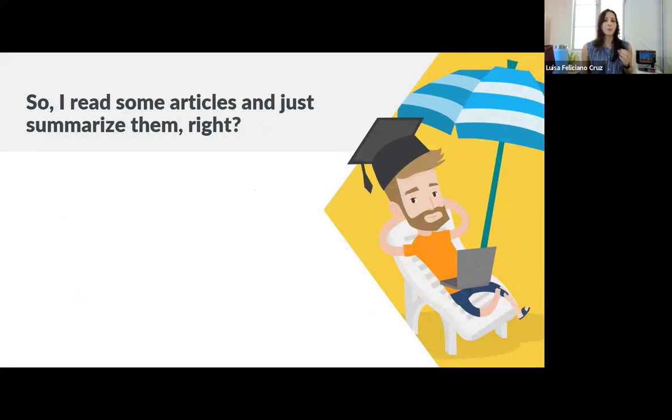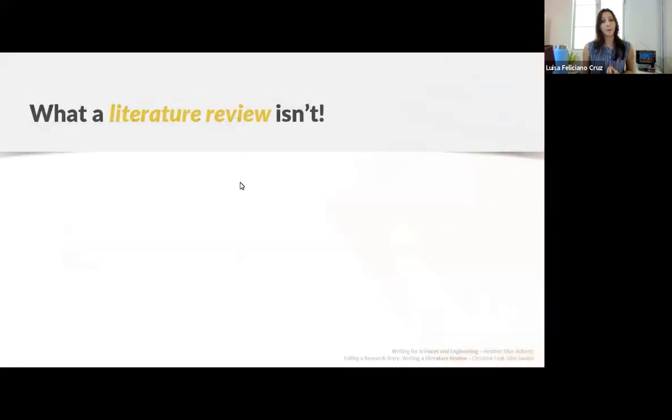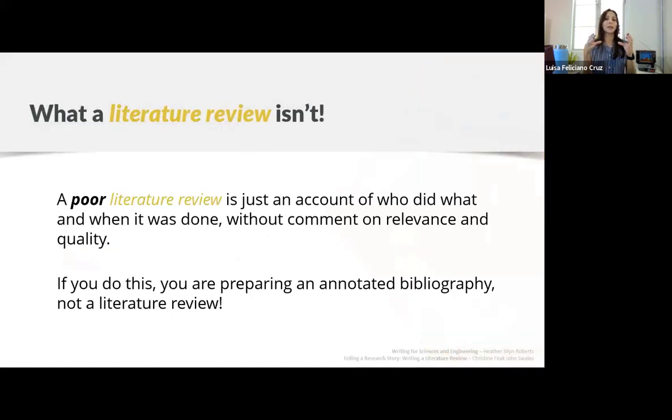And that's the problem with many students. They just think, I just read some articles and I make a summary and then I'm done. Well, no, because a literature review is not just a summary. Students usually take articles and then just make one independent paragraph for each reference and they just put it together. And that's not what a literature review is about. If you only make an account of who did what, when they did it, but you fail to comment on these articles' relevance or quality, then you're not doing a literature review, you're just doing an annotated bibliography. And about bibliography, it's good when you're starting out, but the literature review entails more than that.